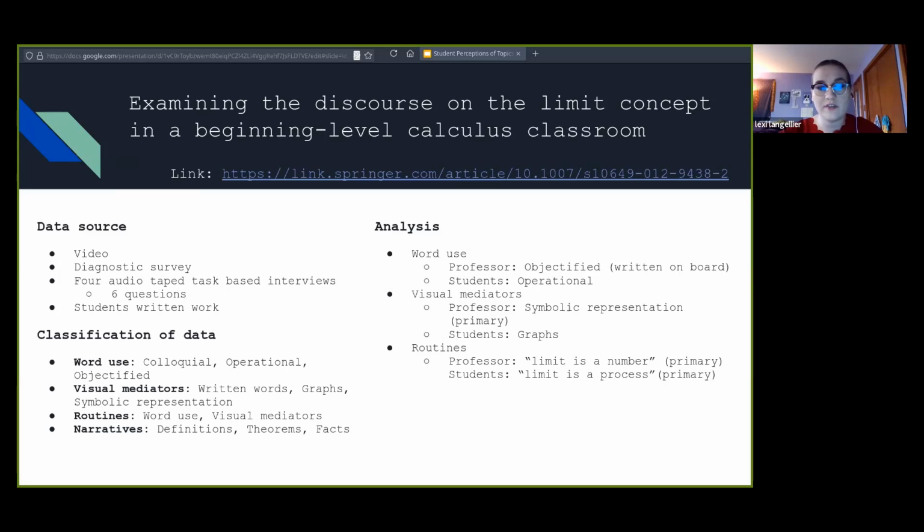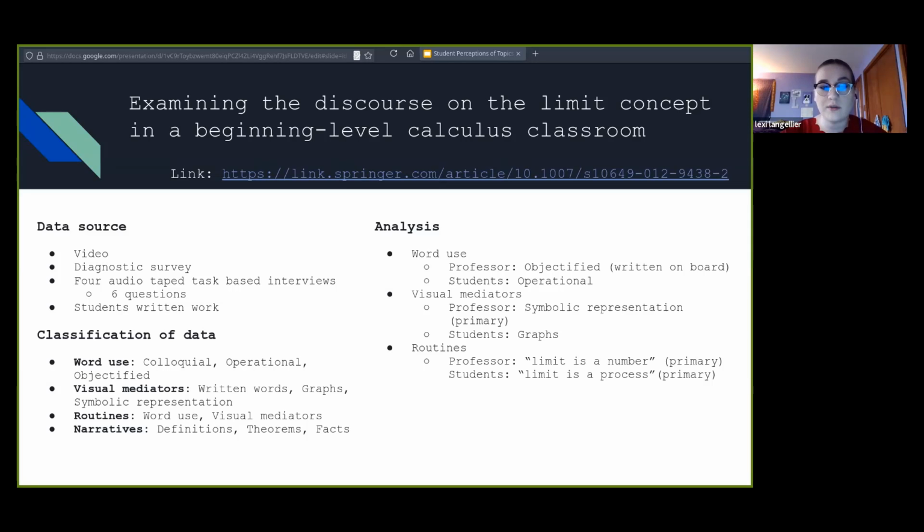So the way they took data for this study, they videotaped classes and took observations about how limits were being taught. There was a diagnostic survey at the end of each lesson, which was used to select students for interviews later on. There were 4 audio-taped task-based interviews with 6 questions, 2 directly from research exploring student learning of limits, and 4 designed by researchers with student difficulties and instructor discourse taken into account, and they also used the students' written work. So to classify this data, they used 4 different techniques.